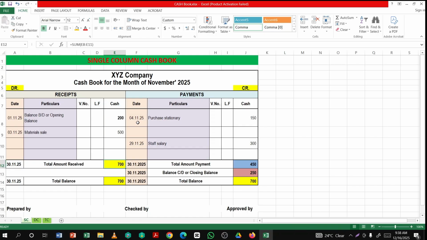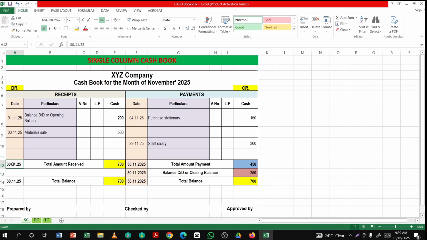4th November 2025, purchase of office stationery by cash $150, and 29th November 2025, staff salary paid $300 by cash. So total payment is $450.